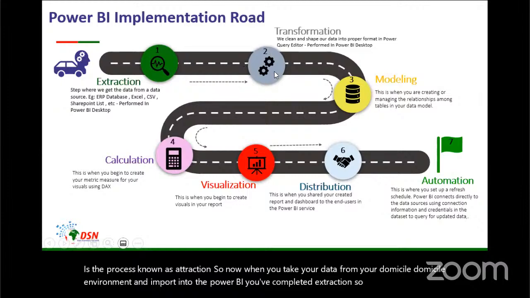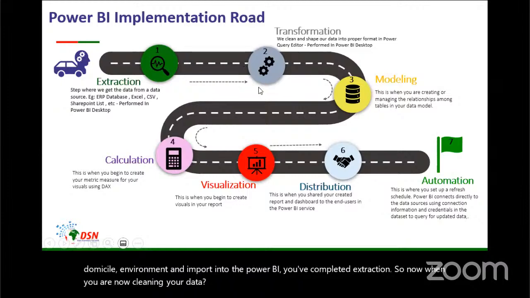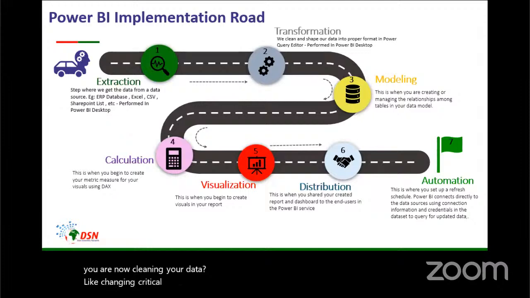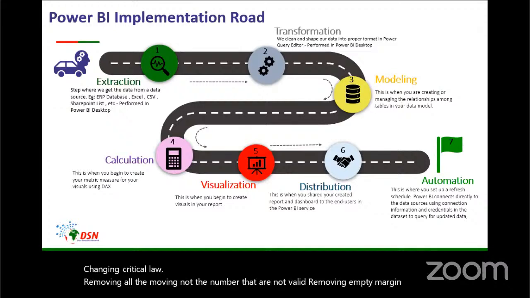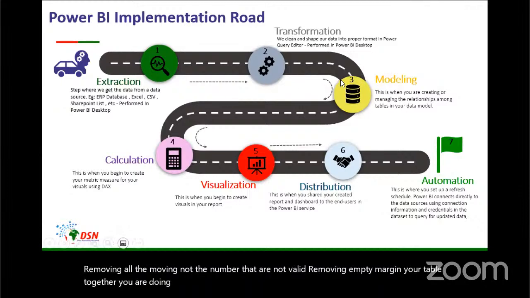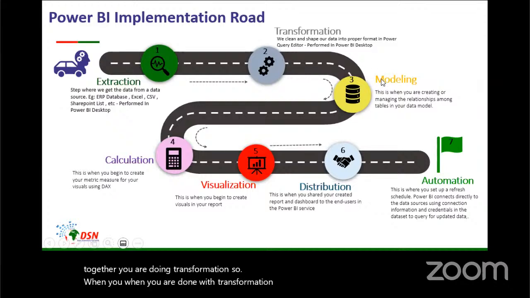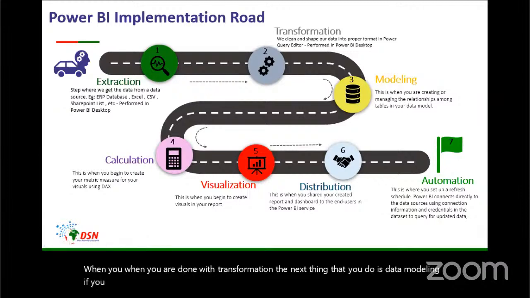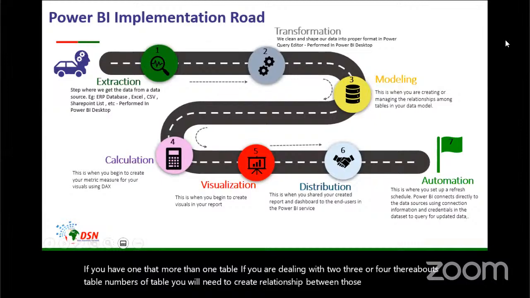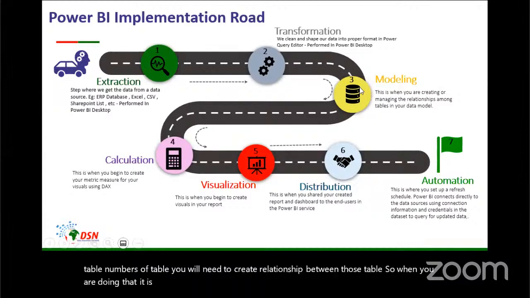So now, when you are cleaning your data, like creating columns, removing nulls, removing values that are not valid, removing empty ones, merging your tables together, you are doing transformation. When you are done with transformation, the next thing that you do is data modeling. If you have more than one table, if you are dealing with 2, 3, or 4 tables or thereabout, you will need to create relationships between those tables. When you are doing that, it is known as modeling.